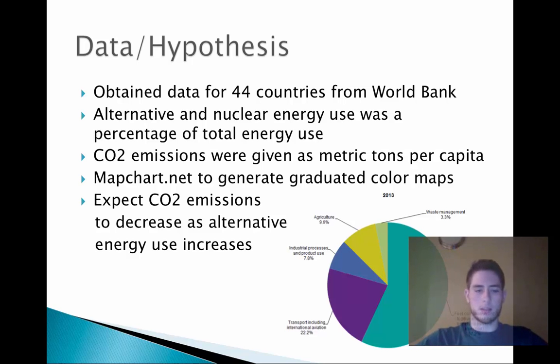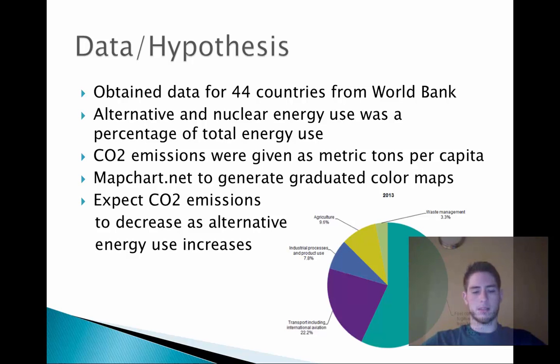So for this, I was able to obtain good data for 44 countries from World Bank. Alternative and nuclear energy use came as a percentage of total energy use. So in order to find the location quotient, I had to divide this by the average alternative and nuclear energy use of Europe. CO2 emissions were given as metric tons per capita, so this was already divided among the population. So all I had to do was, again, divide this data by the average for Europe. I then used mapchart.net to generate the graduated color maps of Europe.